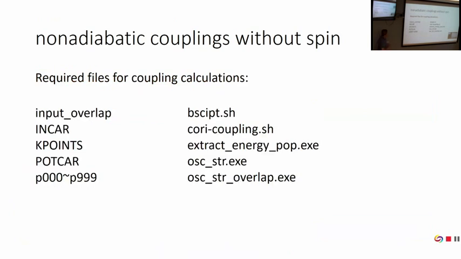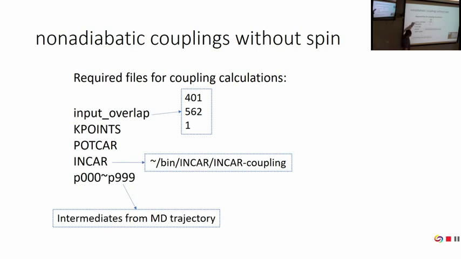The next step is to calculate nonadiabatic couplings. These are the necessary files for the coupling calculations. Basically, we need 10 files. Here is the format of the input order. This is the starting orbital, final orbital. Typically, I just choose maybe 160 orbitals: 80 orbitals below HOMO, 80 orbitals above LUMO. And the k-points protocol is just standard DFT calculations. We need a special INCAR for coupling. It is stored in this location. And also we need these 1,000 files from the MD trajectory.